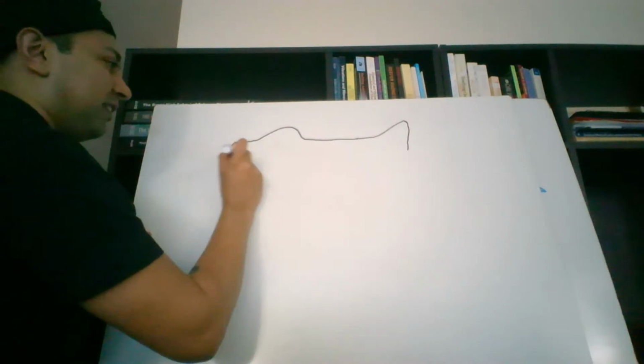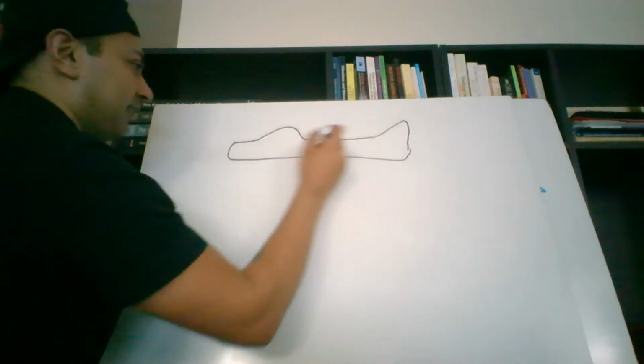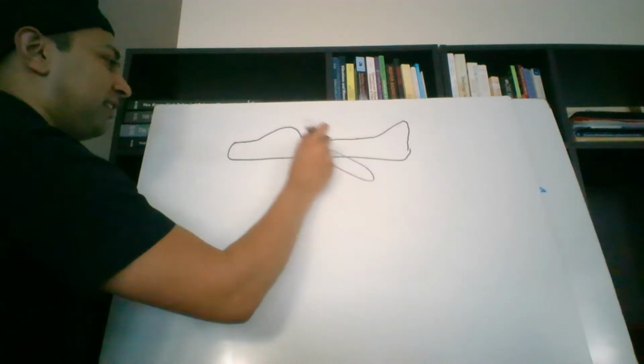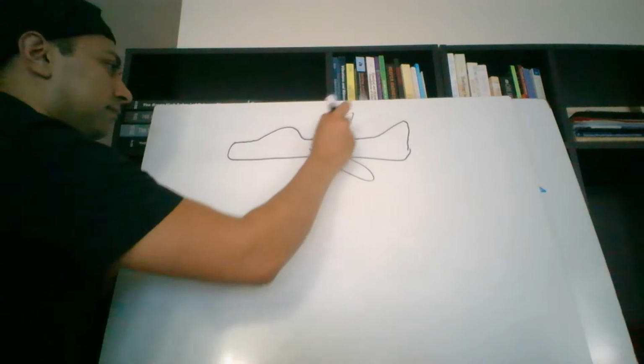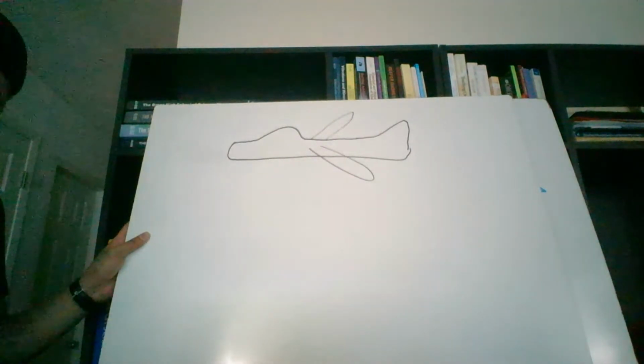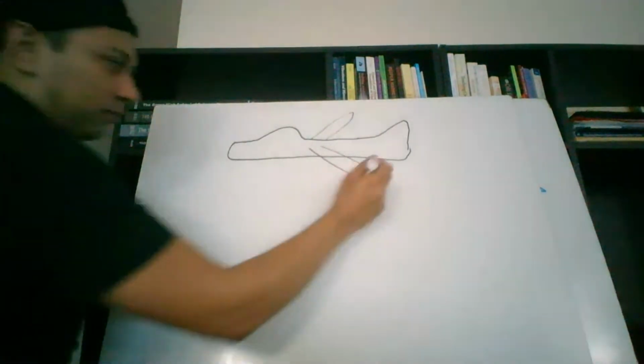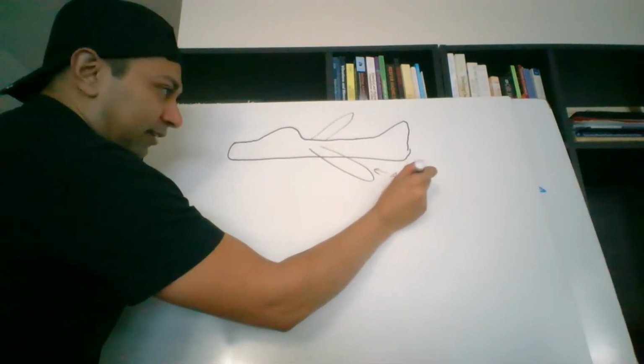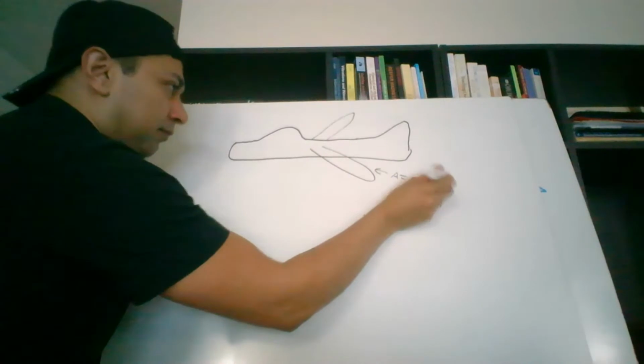We'll have a nose here. That won't be like that. And then we'll have our wings here, like that. And the area of the wing is 50 meters. So each wing has an area of 50 meters squared.